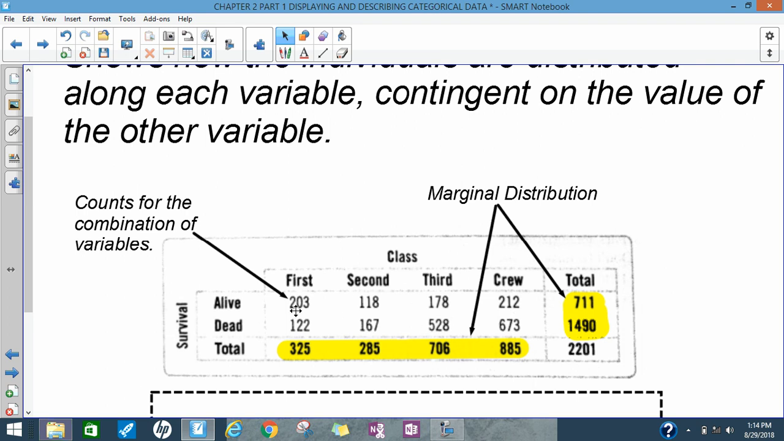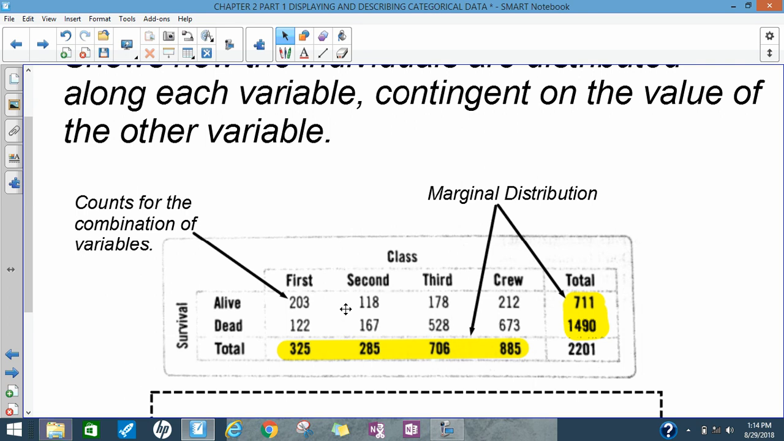So there were 203 first class members who lived and 122 who died. Similarly, there's 212 crew members who lived, 673 who died. And then there's the total. This column and this row should both add up to the total 2,201 people on board.